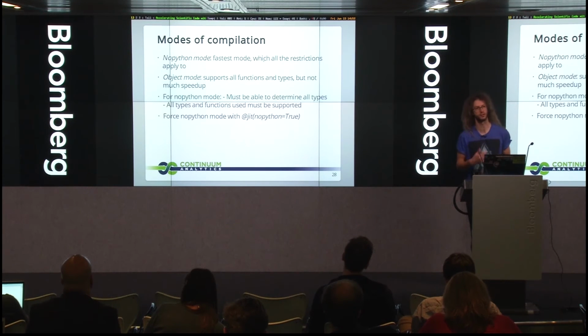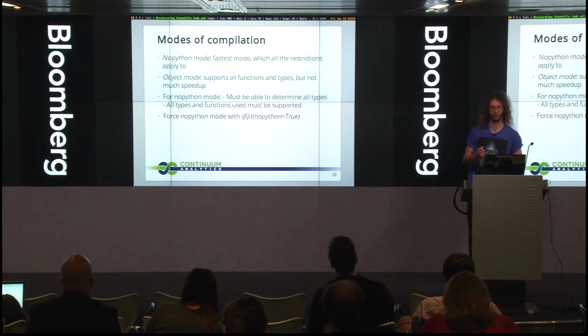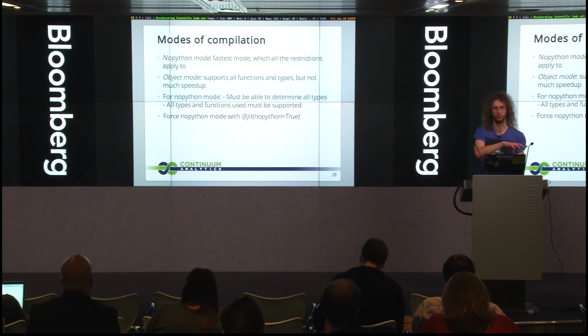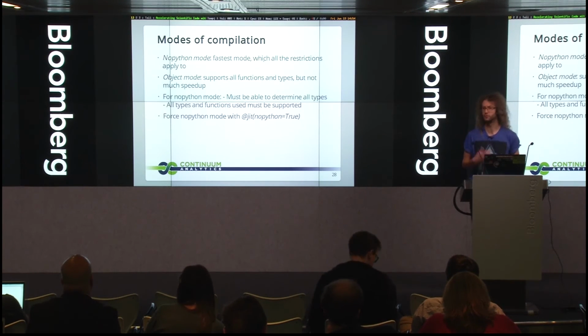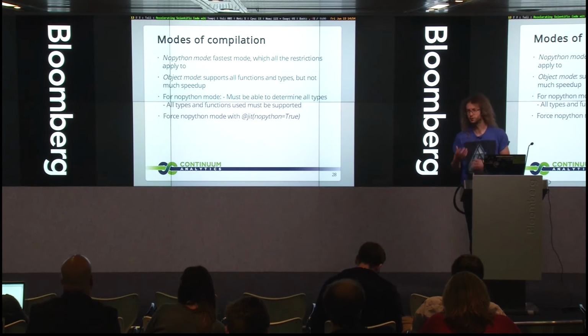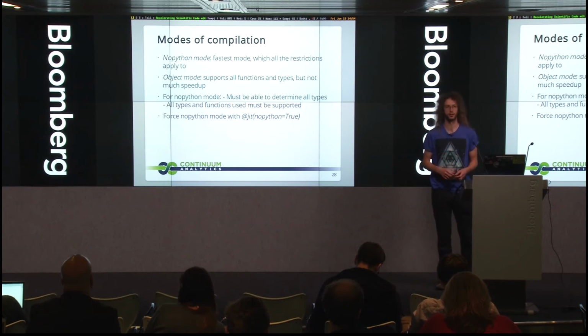So all of the things that I've just talked about to do with typing are relevant for nopython mode, which is the fastest mode of compilation that Numba supports. The reason it's called nopython mode is because all the code that it generates there is native code. It doesn't make any calls to the Python interpreter or use the interpreter in any way.